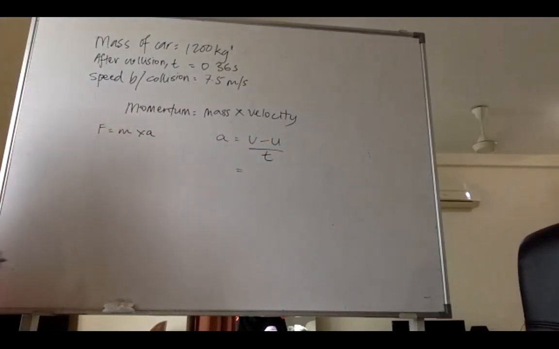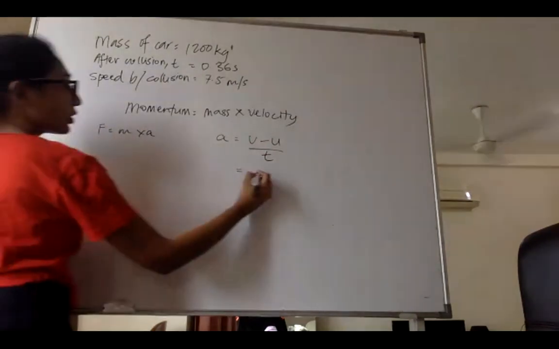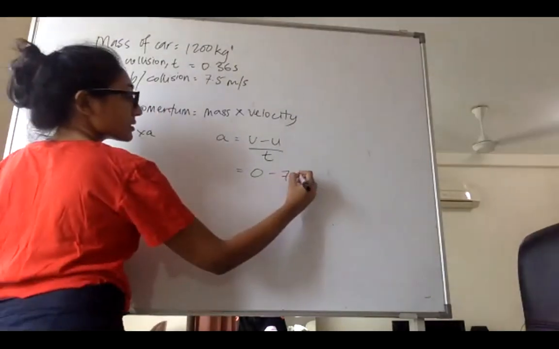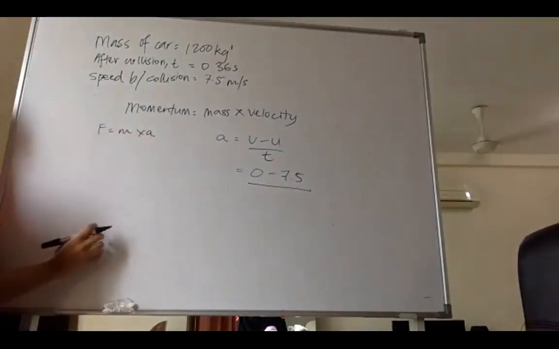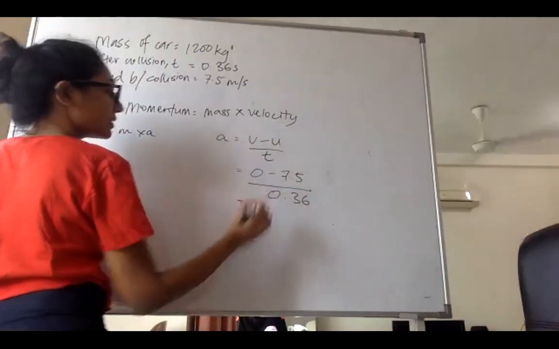What is the final speed? 0. After the collision, it will stop. The initial speed, before the collision, is 7.5. Time? 0.36. So what do I get? What's my acceleration?